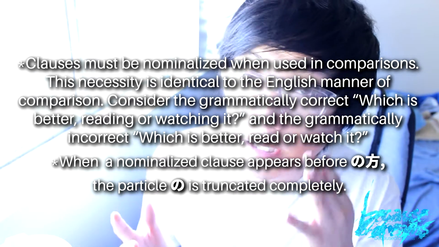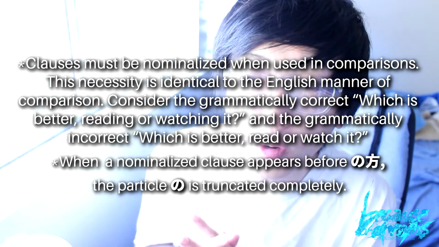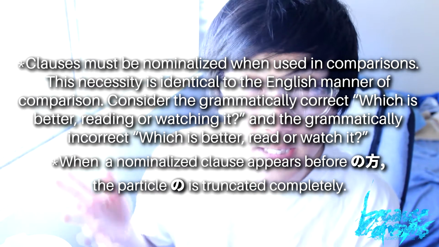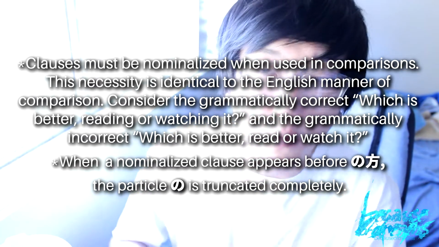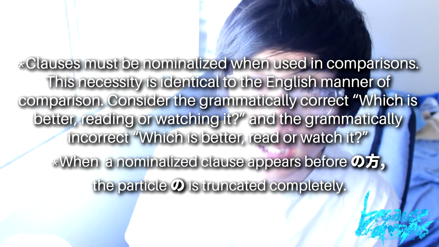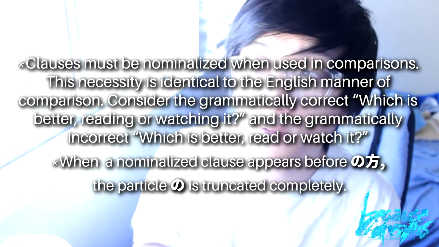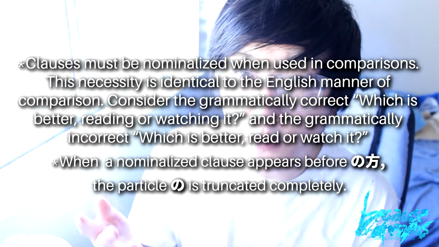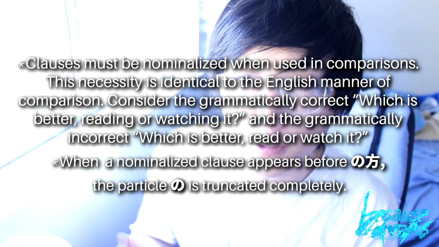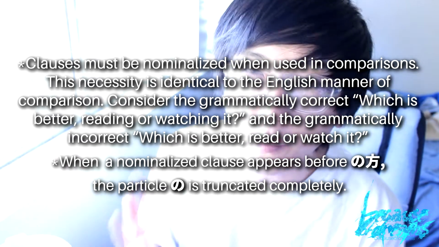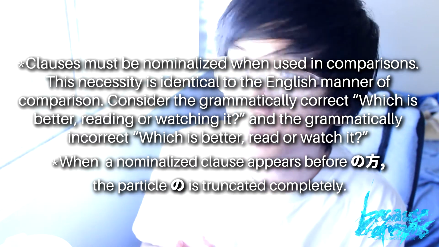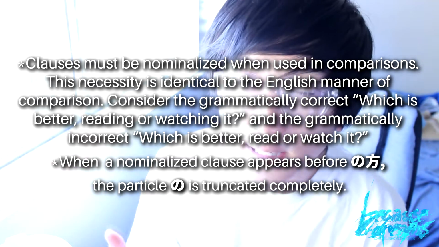So when we're using clauses in this grammar construct, the clauses always have to be nominalized. And what this means is, well, it's basically the same as English. When you say, which is better, reading the book or watching the movie, you can see how reading and watching are nominalizations of the verbs read and watch. If we didn't nominalize it, the question would be, read book and watch movie, which one is better? That doesn't make sense at all. The person you're addressing might be able to make sense of what you're saying just because of the context, but grammatically that's completely wrong. And it's the same in Japanese.